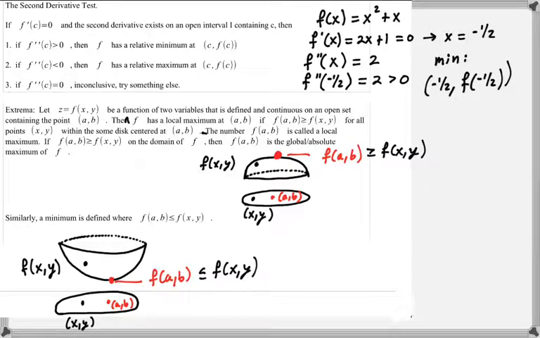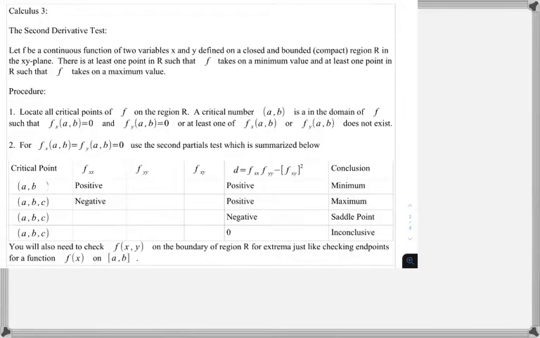So let's go look at the second derivative test in Calculus 3. Let f be a continuous function of 2 variables, x and y, defined in a closed and bounded, or compact, region R in the xy plane. There is at least one point in R such that f takes on a minimum value, and at least one point in R such that f takes on a maximum value. So kind of like the extreme value theorem and the second derivative test here for functions of 2 variables.